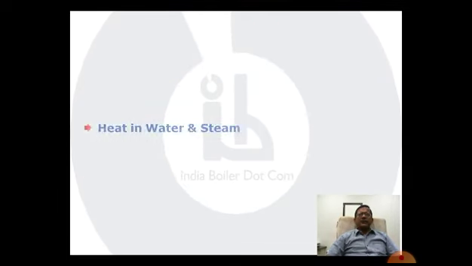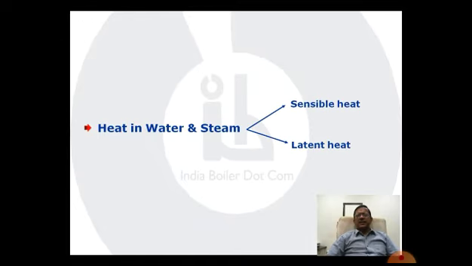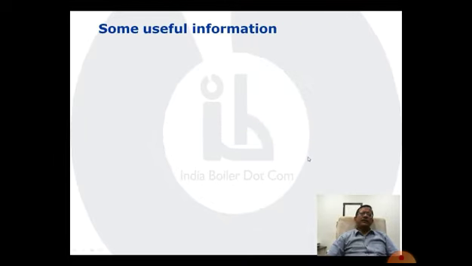Let us start with the basic understanding we had in the first tutorial, that when we want to assess the heat in water and steam, there are two parts. One is the sensible heat and the other is the latent heat. Sensible heat we can calculate as mc delta T. For the latent heat, we need to refer to the steam table. Okay. Now, some useful information in this regard which we must remember.